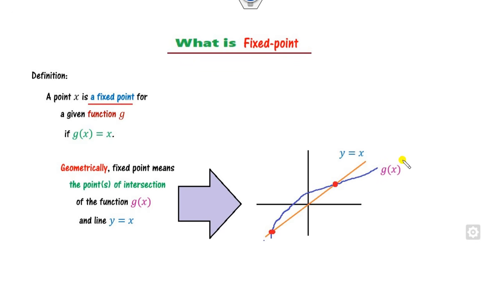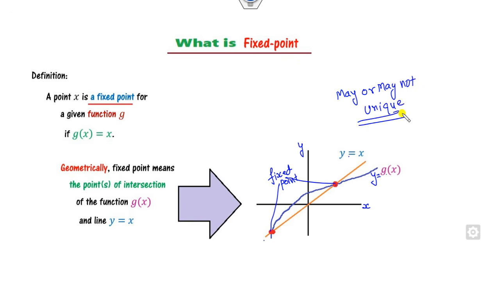What is the formal definition of the fixed point? Any point x is said to be a fixed point of the function g if g(x) = x. What is the meaning of that? If you draw the graph of y = g(x) on the xy plane, and you draw the line y = x, the point of intersection of the line y = x and y = g(x) is called the fixed point. That's the formal definition. Remember, the fixed point may or may not be unique. It may have infinitely many fixed points, a unique fixed point, or no fixed point.